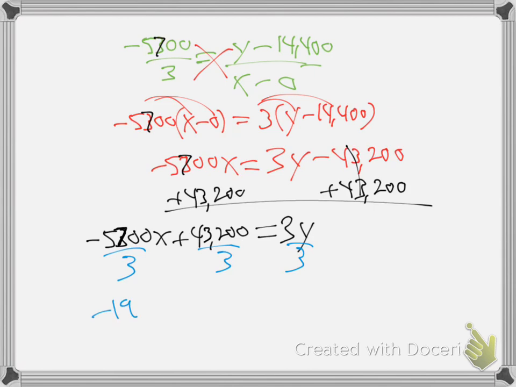Minus 1,900x plus, what's that one? 14,400. Oh, yeah. Equals y. Okay, we got the equation.